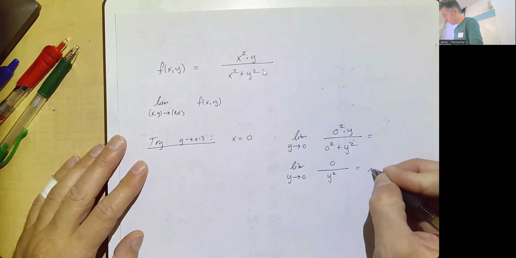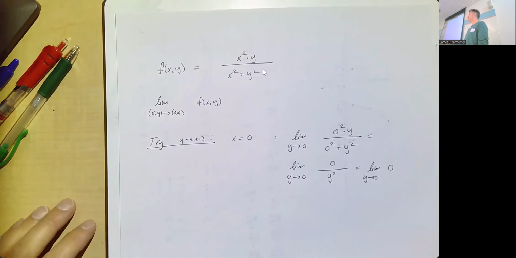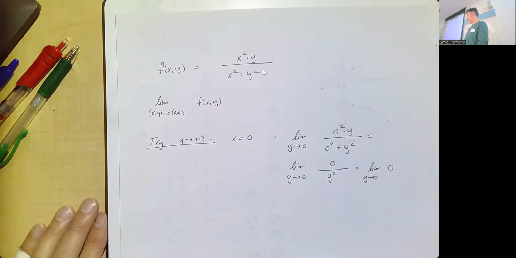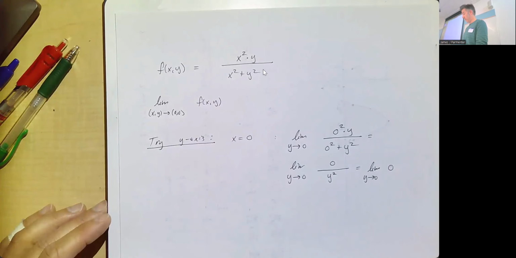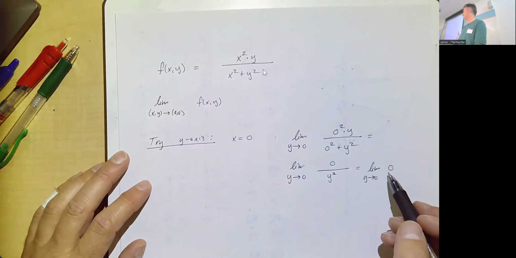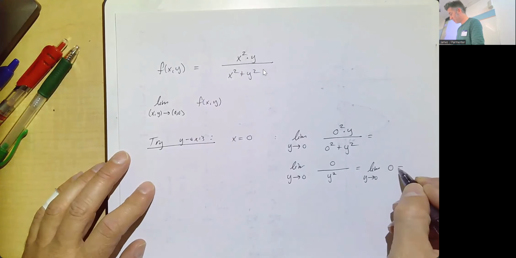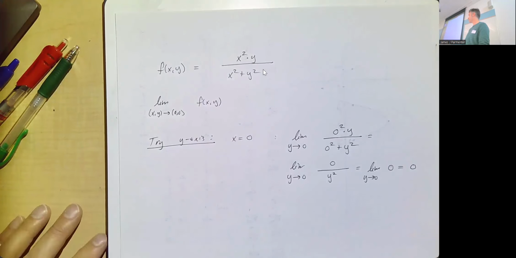So then this is the limit as y approaches 0 of 0. But then the limit of a constant, right? y is getting closer and closer to 0, and the function 0 is just doing its thing and being 0 the whole time. So no matter what y is doing, this limit is going to be 0.